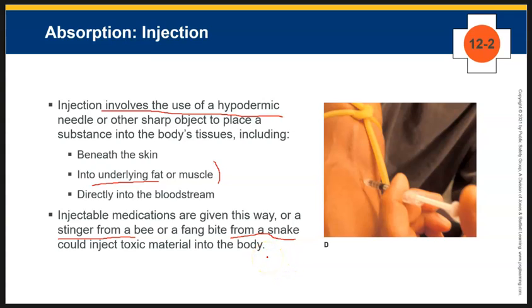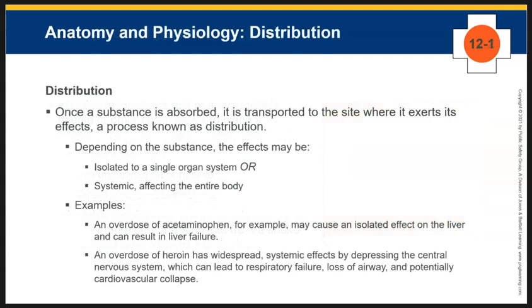Now, physiologically, we've got the substance or poison into our body. The next step is to distribute it. And so the distribution could isolate the effect of that poison or substance to a single organ system, or it could be systemic and affect the entire body. This is after it gets transported to the site where it exerts its effects. Well, let's look.